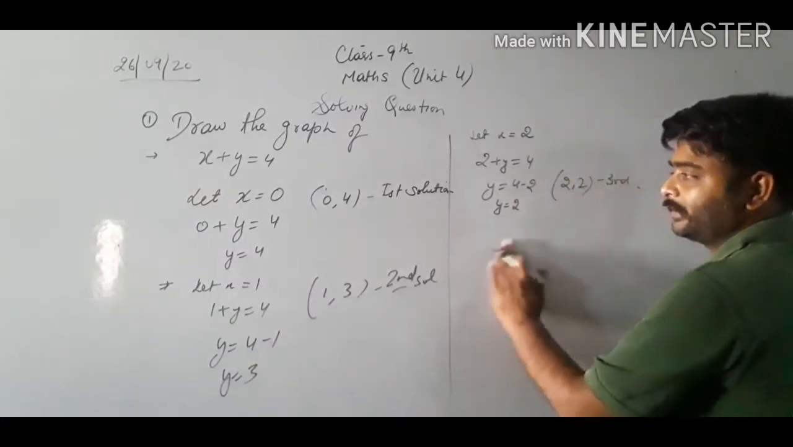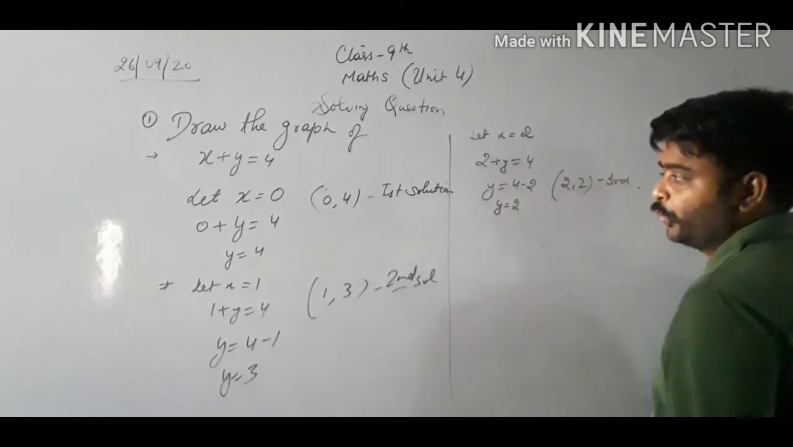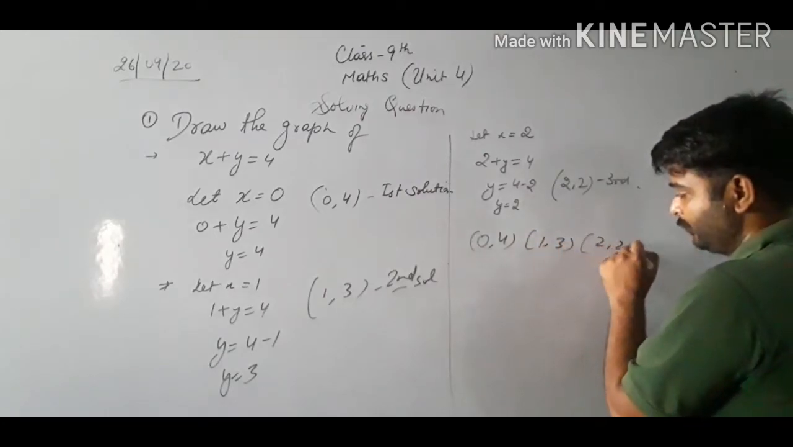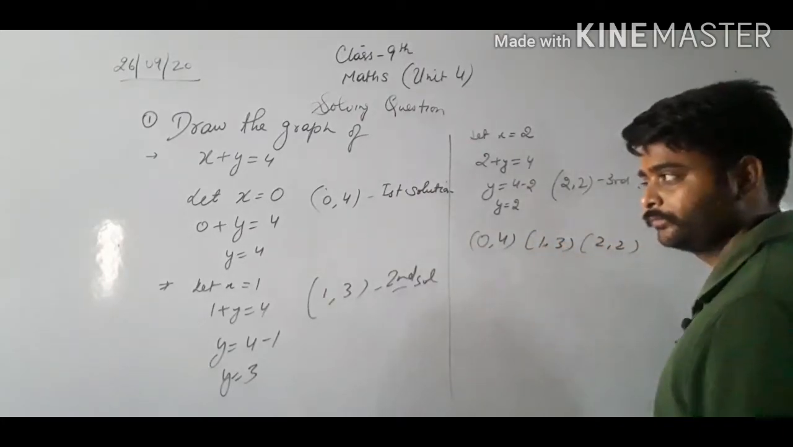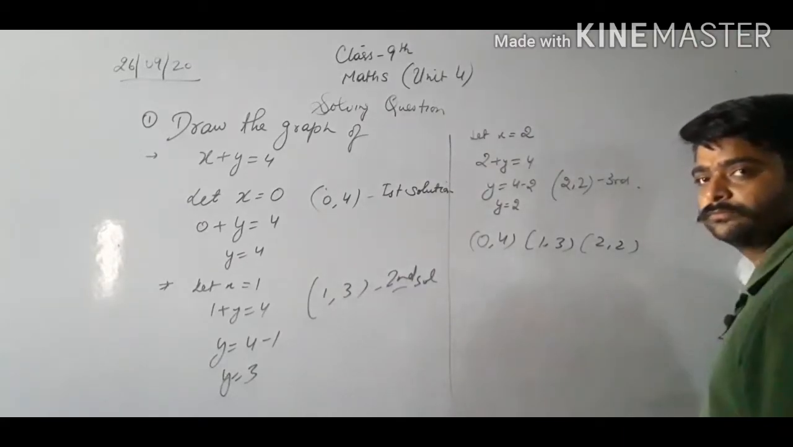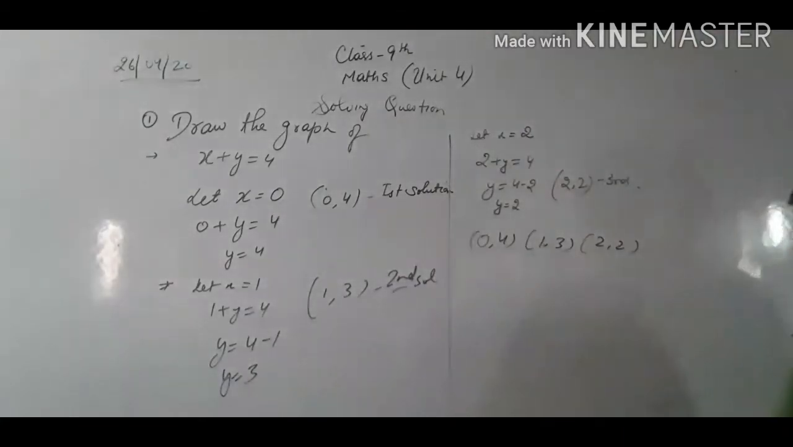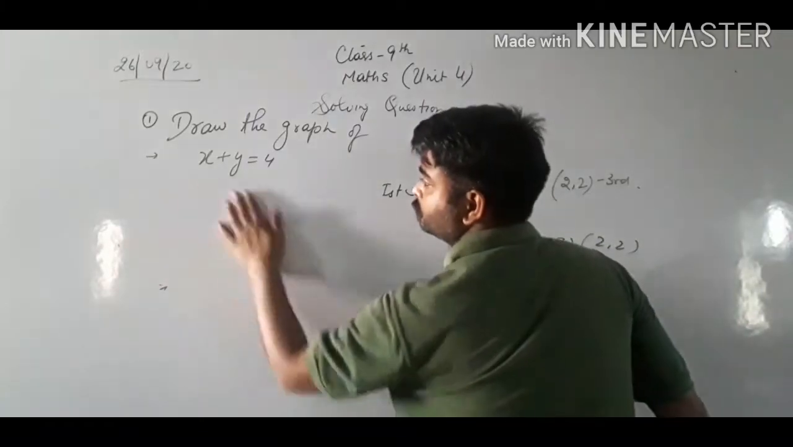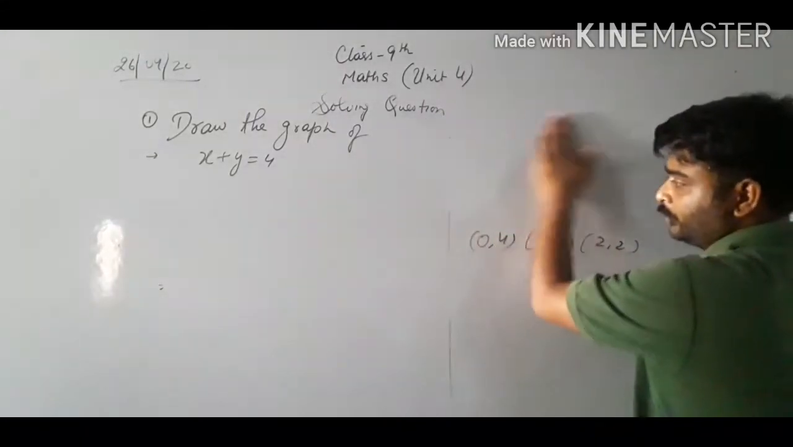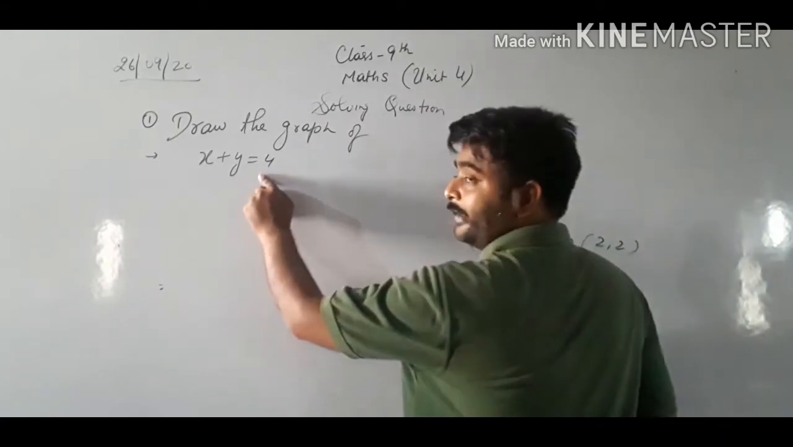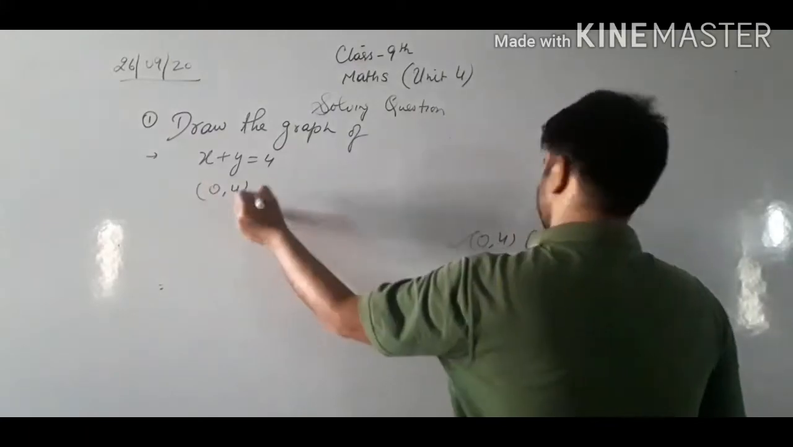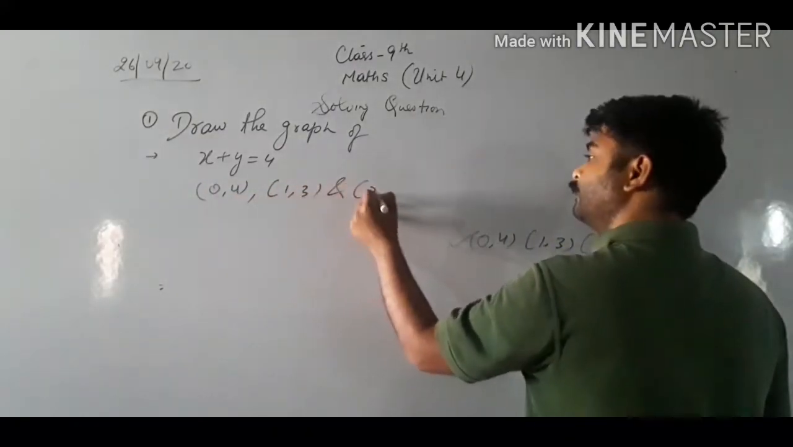Okay. Now class, I got 3 solutions. One is (0, 4), another is (1, 3) and the other is (2, 2). I will draw them in the graph. So class, note it down. Take a screenshot. 1, 2 and 3. So class, I need to draw this line in a graph. I got 3 solutions, that is (0, 4), (1, 3) and (2, 2).